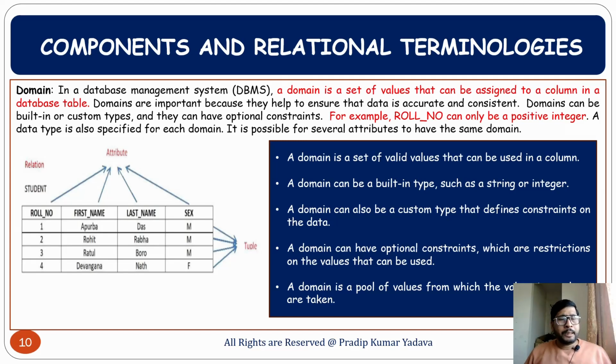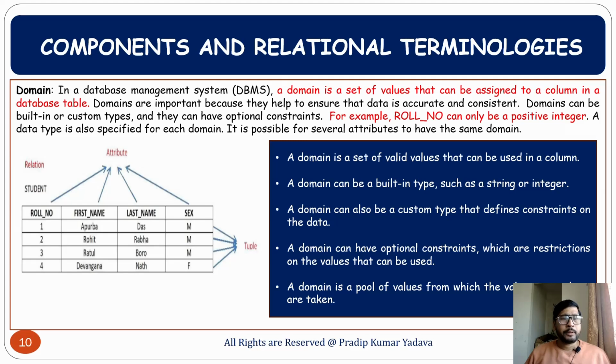Okay. So in a database management system, a domain is a set of values that can be assigned to a column in a database table. Domains are important because they help to ensure that the data is accurate and consistent. Domains can be built-in or custom types. Built-in means, like integer and string, character, varchar, and you can also create a custom data type. For example, roll number can only be a positive integer.